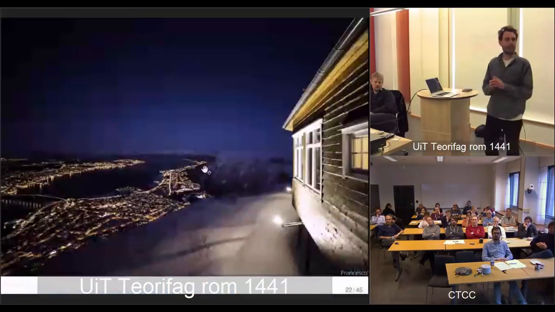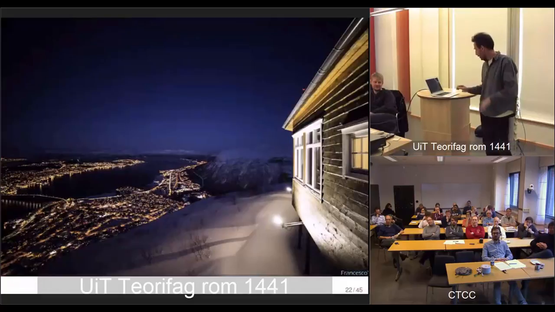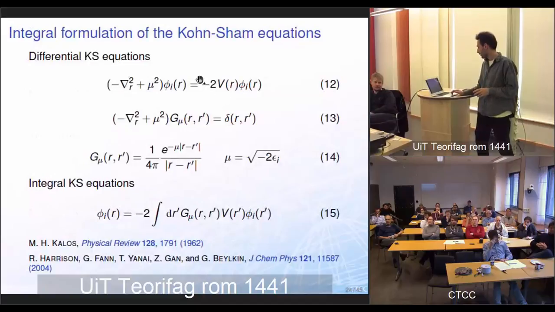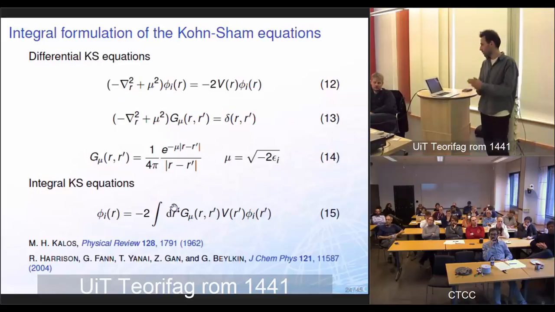Okay, and now we go on to Kohn-Sham density functional theory. So you all know the equation, slightly rewritten by moving the potential to the right side and the eigenvalue to the other side, which is sort of a way to reformulate this into a Green's function problem, because the Green's function of this operator is known, and then you can rewrite the Kohn-Sham equation into an integral formulation.